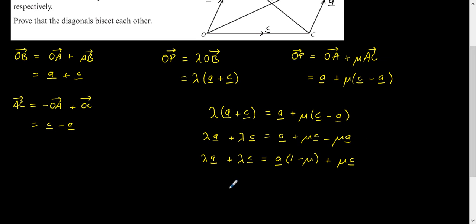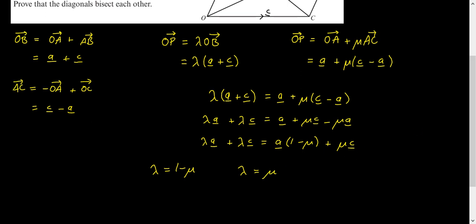Now that tells me two things. It tells me that the number of A's on the left here, lambda, is equal to the number of A's on the right, 1 minus mu. Lambda equals 1 minus mu. By comparing the coefficients of C, I can see that lambda equals mu. So now we're solving a pair of simultaneous equations. And we'll go ahead and just substitute.